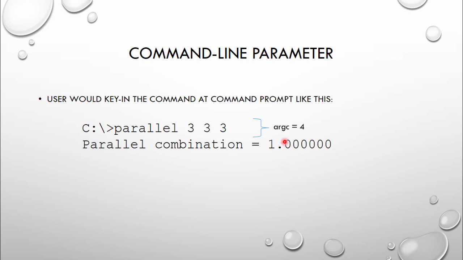The first variable is argc. It is an integer variable. The value of argc is the number of tokens that we enter at the command line. So in this case, because we have 1, 2, 3, 4 tokens entered at the command line, we have the value of argc as 4.